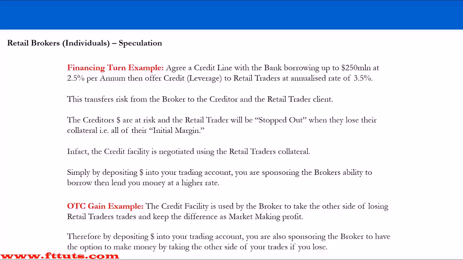You've got to understand this infrastructure. The more in detail that you understand it, the more you will realize why retail traders lose money.